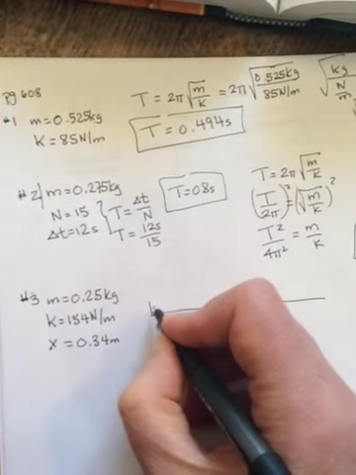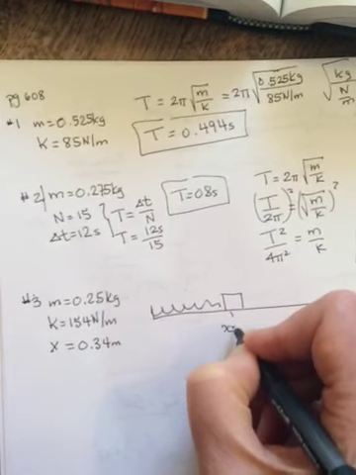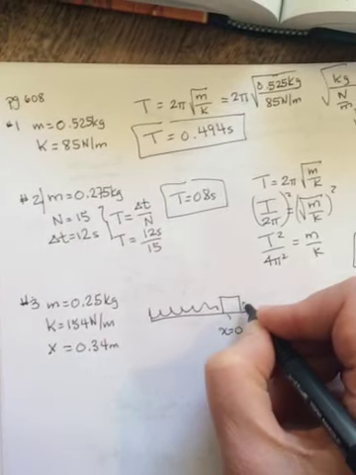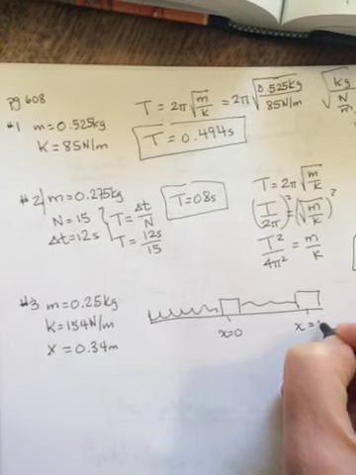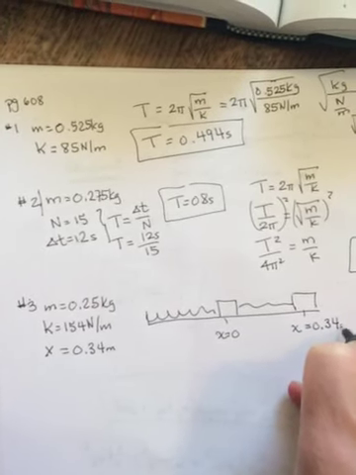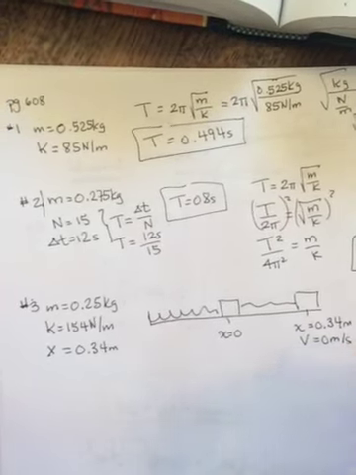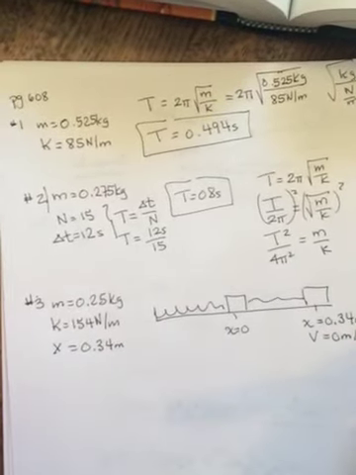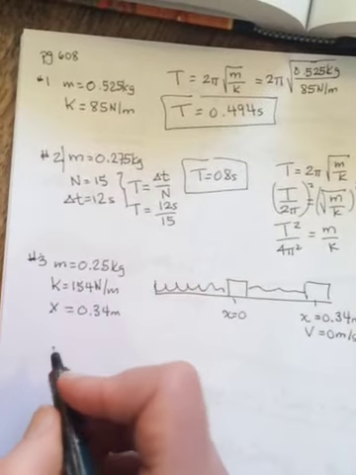So if we were to draw this, here is it when X is equal to 0, and you pull it out to some point, and it's telling us that's our A, 0.34. Remember out here, our V is equal to 0. What is the period of motion? So to get the period of motion, you have K and you have M.